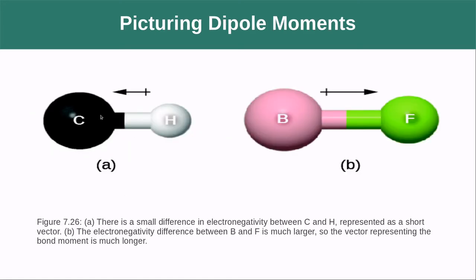So here we can see we have carbon and hydrogen. There's not a huge difference between them, so we get a smaller vector. And by difference, I mean the difference in their electronegativity. Here we have boron and fluorine. There's a very large difference in their electronegativity. We get a larger dipole moment.